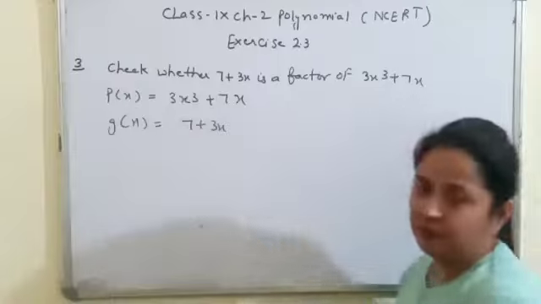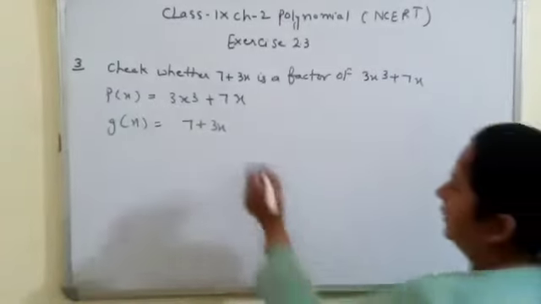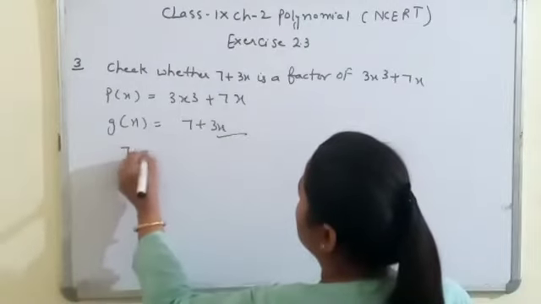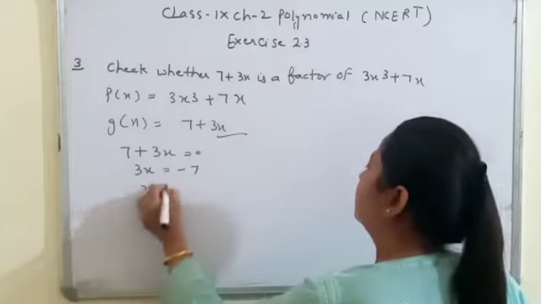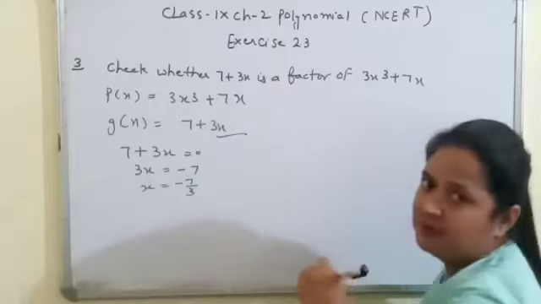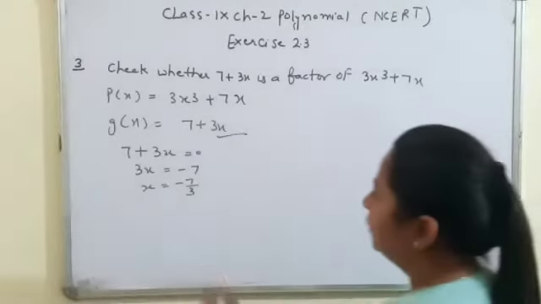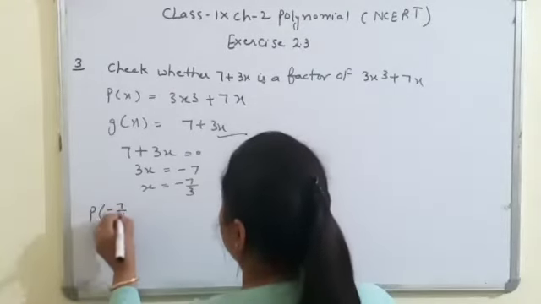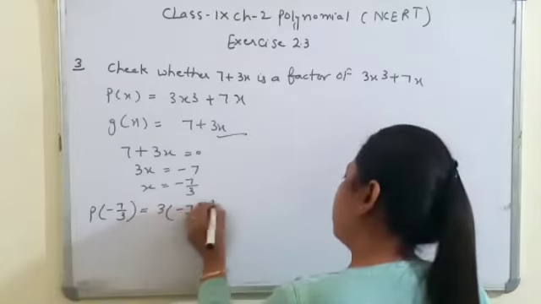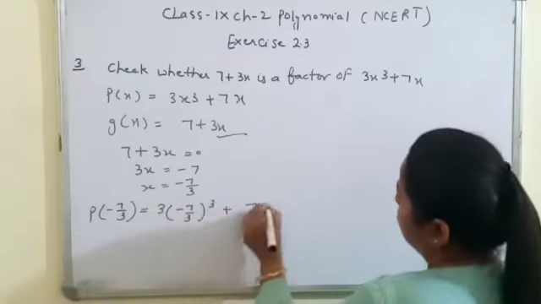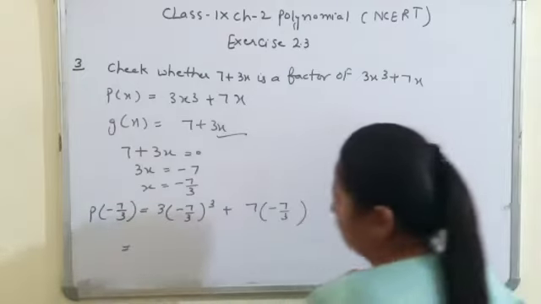You can check the degree of the dividend is always greater than that of the divisor. So firstly find the 0 for the divisor. 7 plus 3x equal to 0. X is minus 7 by 3. Now we will substitute the value of x, that is minus 7 by 3, in the given polynomial: 3 into (minus 7 by 3) cube plus 7 into minus 7 by 3. Multiply minus 7 by 3 up to 3 times.